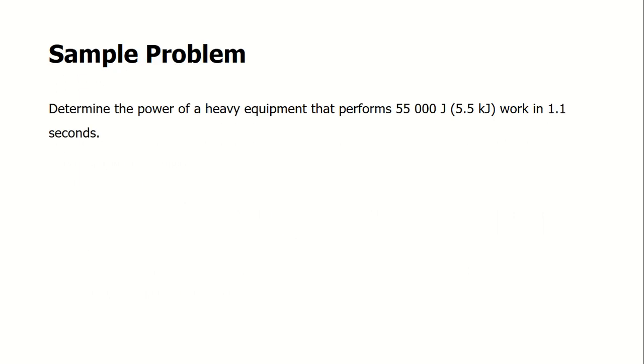Here's a sample problem. Determine the power of a heavy equipment that performs 55,000 joules, or if we divide this by 1,000, 55 kilojoules, in 1.1 seconds. So very fast, right? Approximately 1 second, it can already perform this much work.